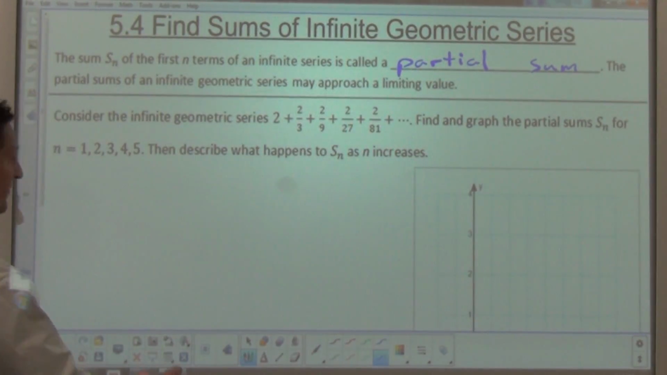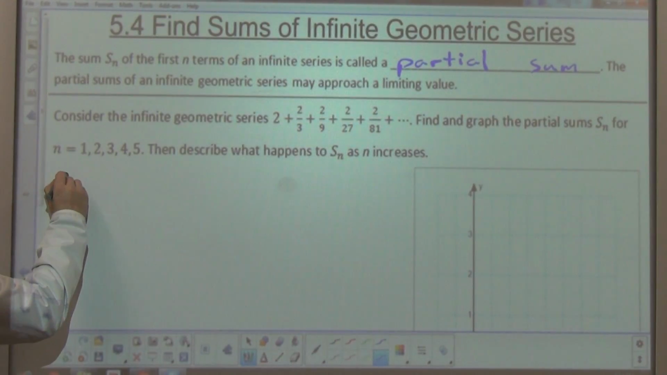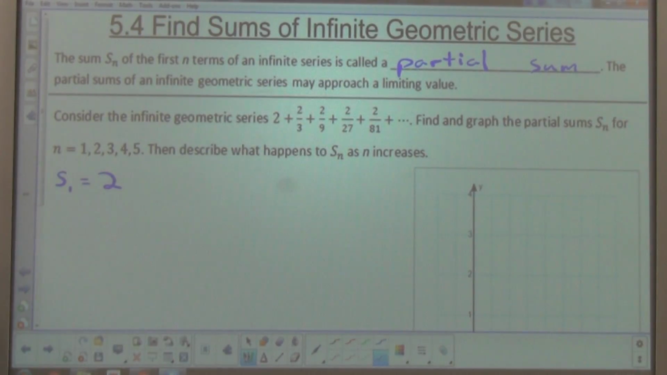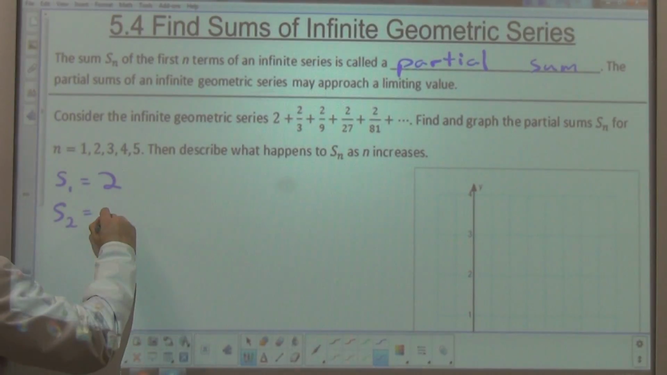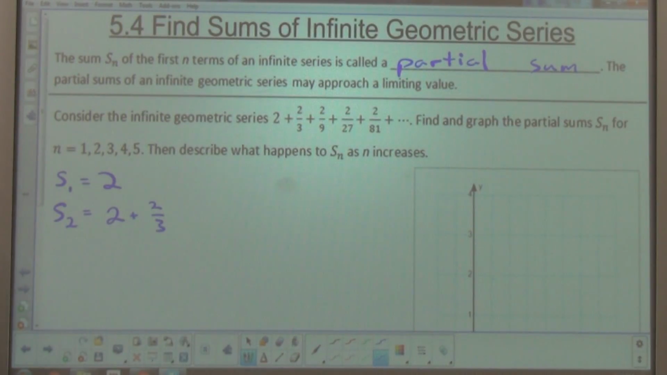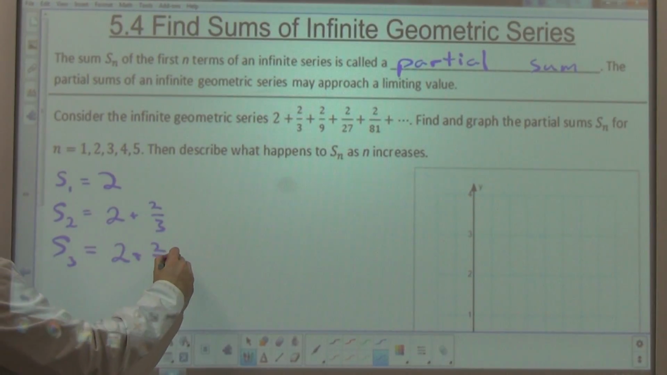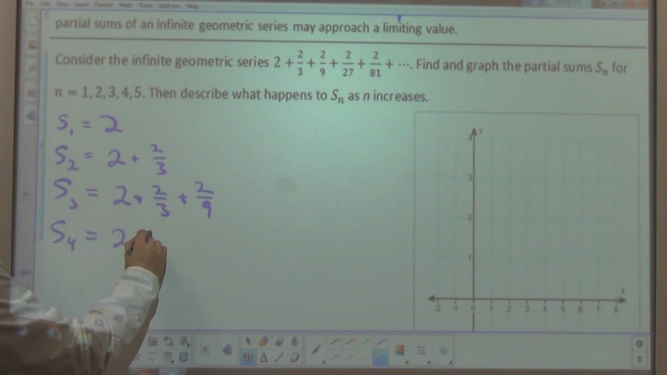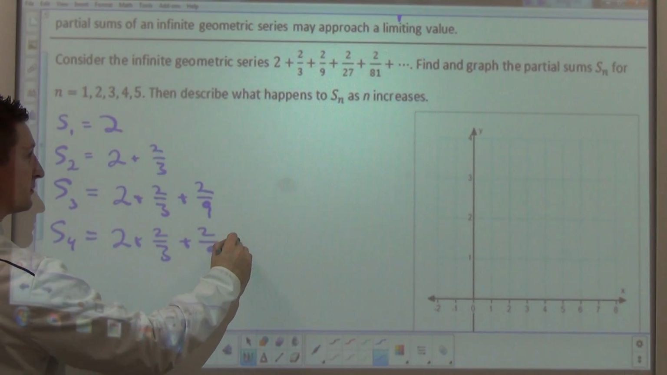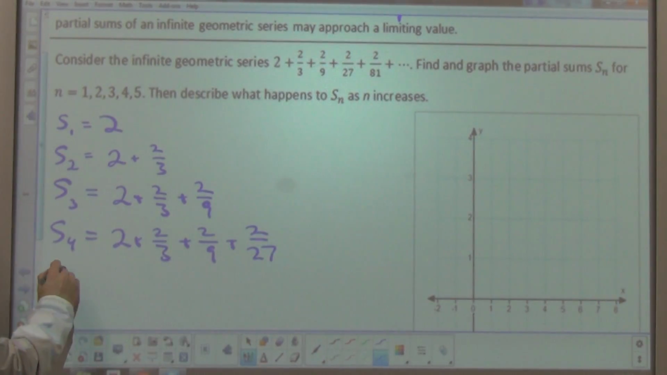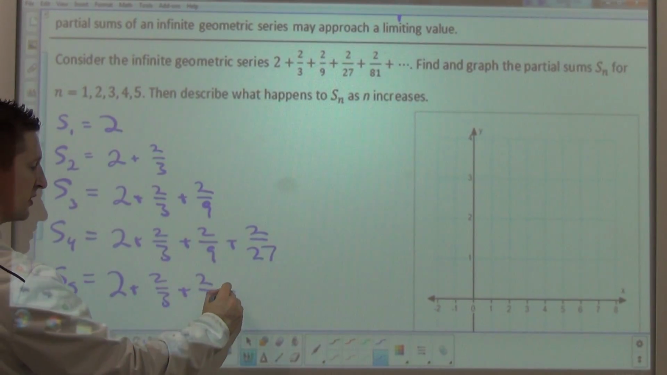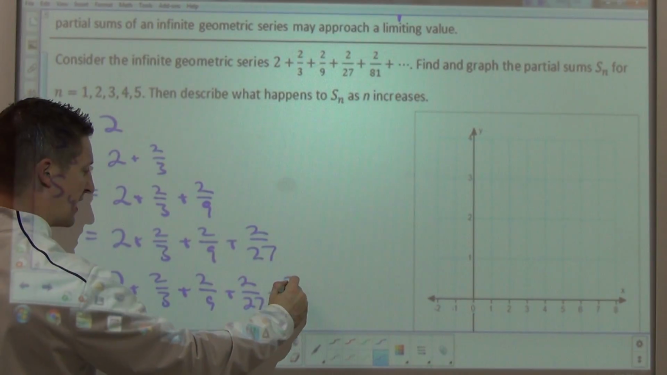So first I'm going to find the partial sum of just the first term. I'm going to jot these down over here. The sum of one term in this series would be 2, because 2 plus nothing is 2. The sum of the first two terms would be 2 plus 2/3. The partial sum of the first three terms is 2 plus 2/3 plus 2/9. And so on. The sum of four terms would be 2 plus 2/3 plus 2/9 plus 2/27. Then I've already added the fifth term to that: 2 plus 2/3 plus 2/9 plus 2/27 plus 2/81.